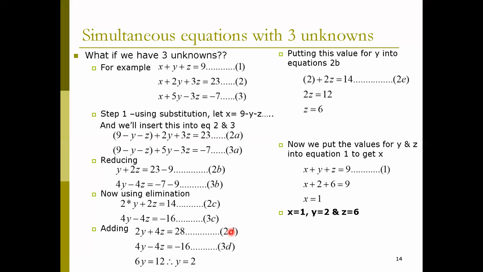A good thing to do now is to check in the other equations that this is correct. So 1 plus 2 times 2 is 5, plus 3 times 6, 18. 5 plus 18 equals 23. And you can check in the other equations as well.